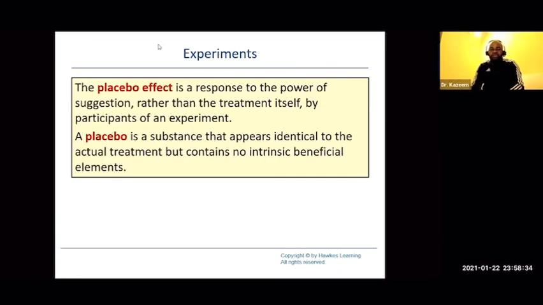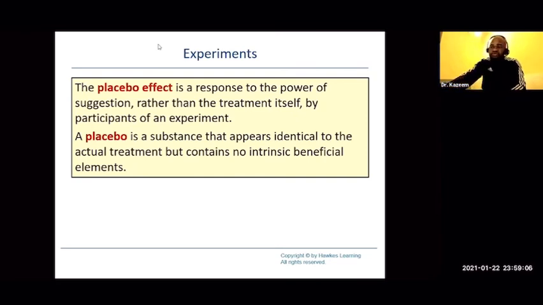There is something we call the placebo effect. Of course, I told you a placebo is a substance that appears identical to the actual treatment but contains no intrinsic beneficial elements. It doesn't have any effect at all. It's being used as a control. But you know what? We are not going to tell the participants that they are being given a placebo. What they're going to have in mind is that you are actually giving them treatment.